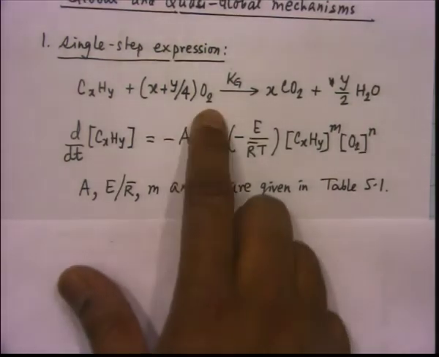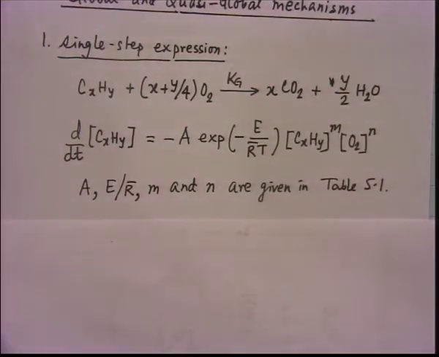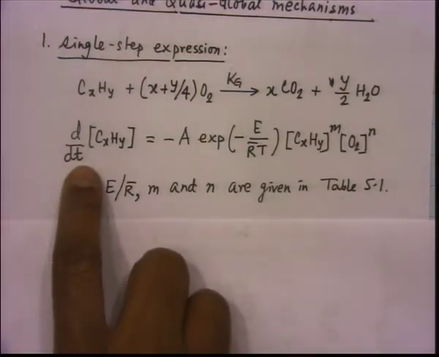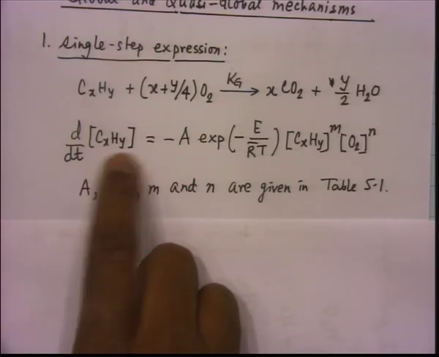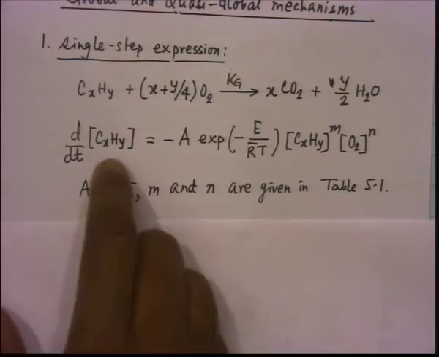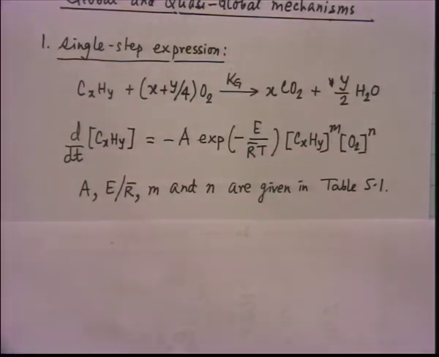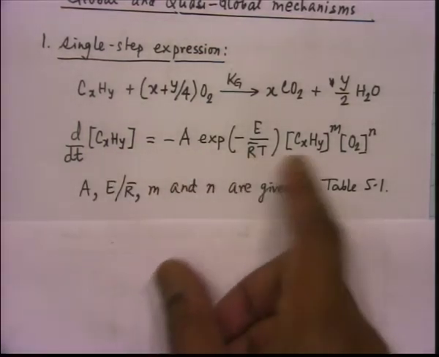So, CxHy burns with some oxygen and gives you CO2 and H2O, let us say, and we can get a direct expression for d/dt of CxHy. d/dt of CxHy is the rate of consumption of that hydrocarbon. If you are talking about propane, or octane, whatever it is, d/dt of the concentration of that specific hydrocarbon, which is the fuel. So, that can be given in terms of all this.